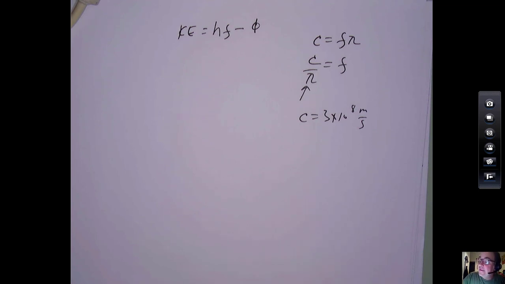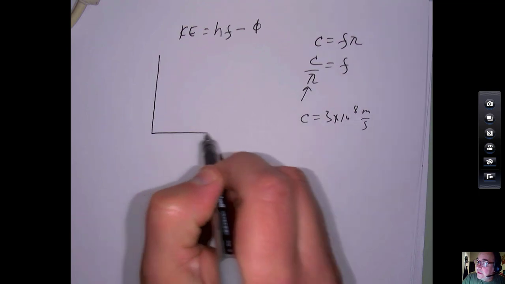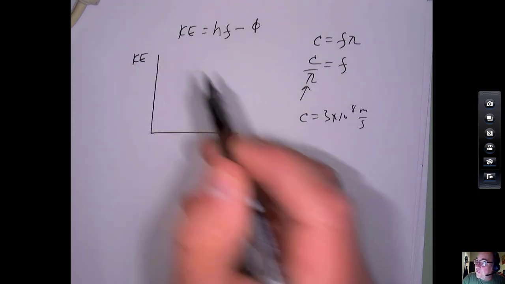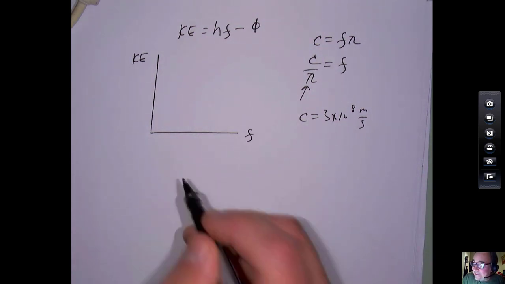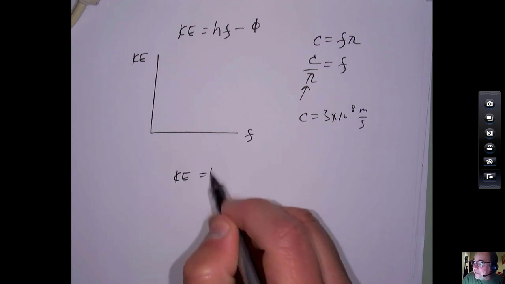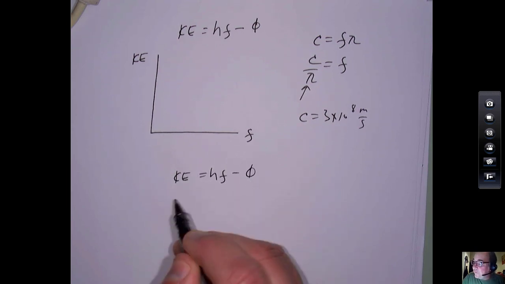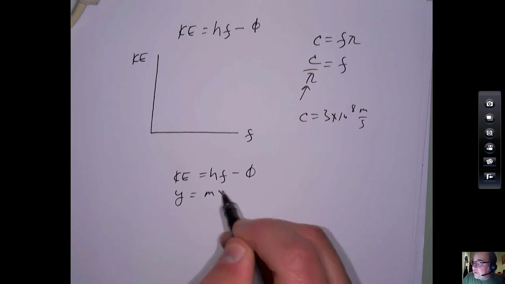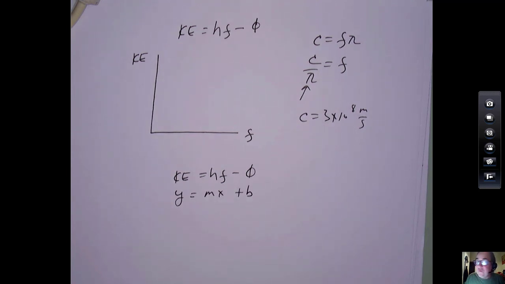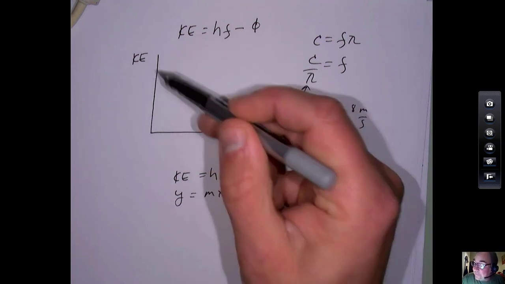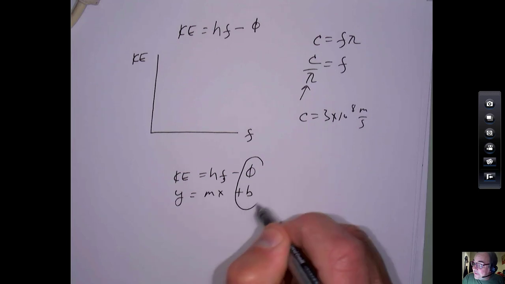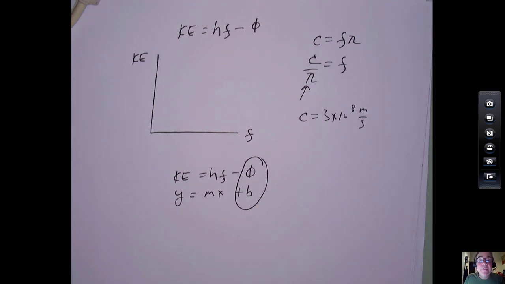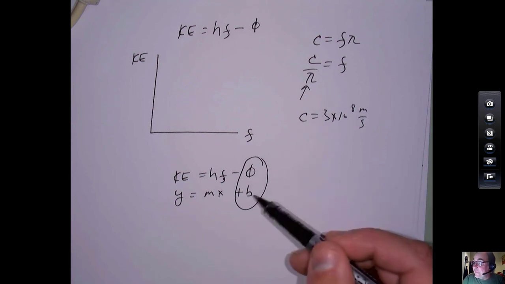Okay, so we're going to create a graph of kinetic energy over frequency. Why are we doing that? We've done this many different times, I believe last week or the week before. This is in the form y equals mx plus b. The y in this lab is the kinetic energy. The x is the frequency. So this is the intercept. If you want to get the work function, that's what the intercept is.